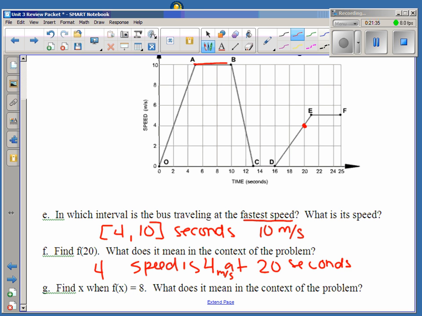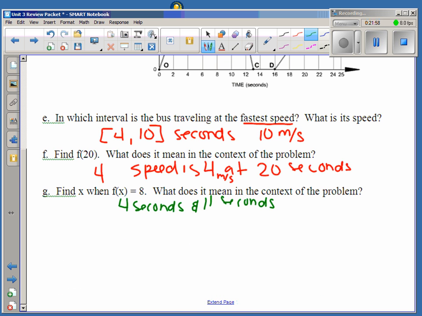It says find x when f of x is 8. That means I'm going on the y-axis. That means I know the speed is 8. So notice I have two spots when the bus is traveling at a speed of 8 meters per second. It's at 4 seconds and approximately 11 seconds, it looks like. And what it means is that the bus was traveling at a speed of 8 meters per second at 4 seconds on its journey and 11 seconds in its journey.